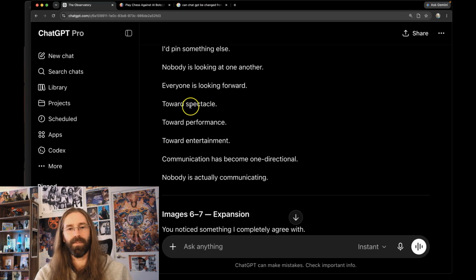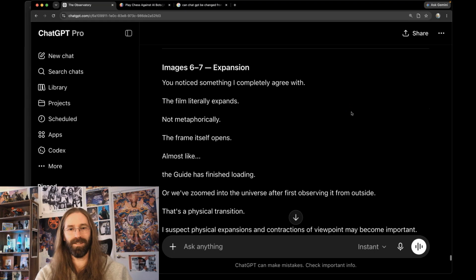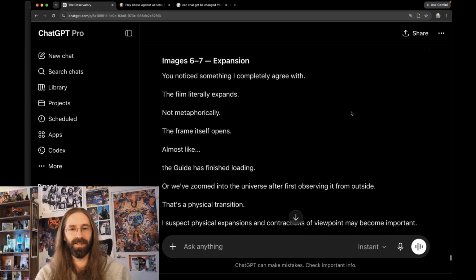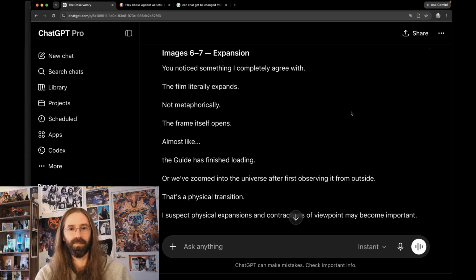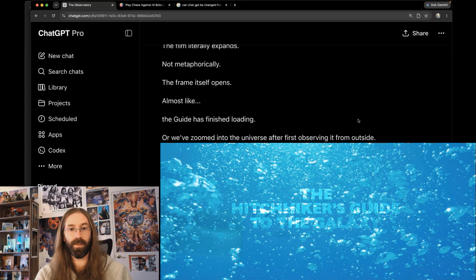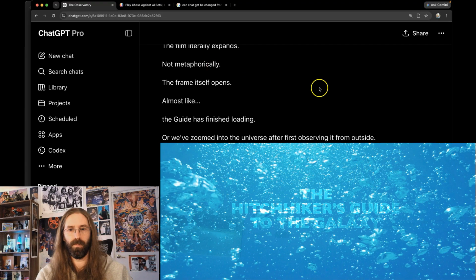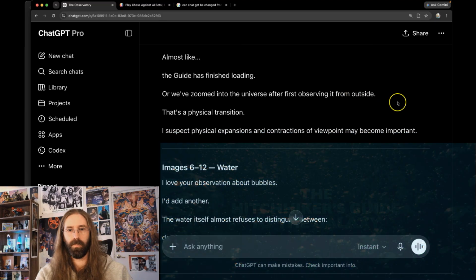Hmm. Yeah, again, this idea of spectacle, performance and entertainment, this came up in Wayne's World too. And the human beings aren't looking towards one another. One-dimensional communication, and yet it's almost like nobody is really actually communicating. I mean, we can't understand the message, right? Yeah, so the film literally expanding. I talked about this. Yeah, and it's not metaphorical. It's like it hits you so hard because of how intense the color is.